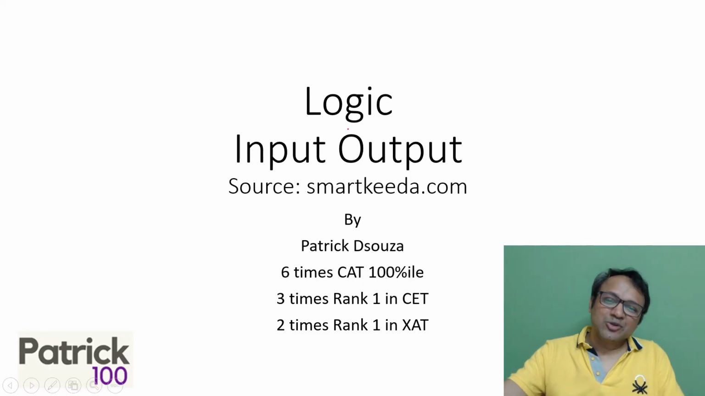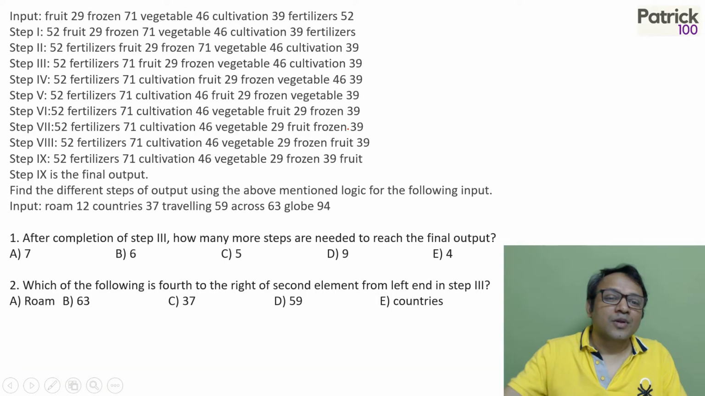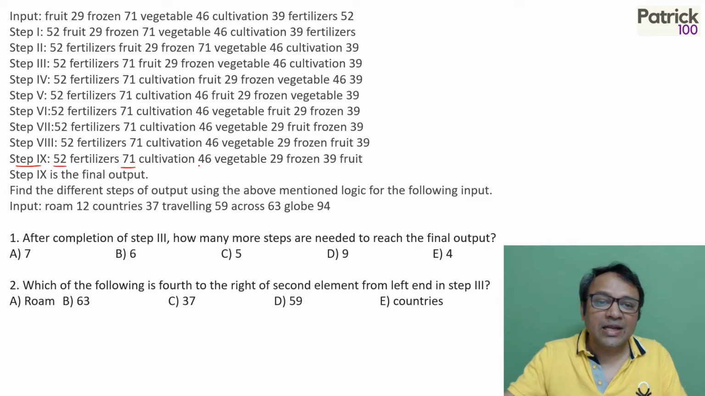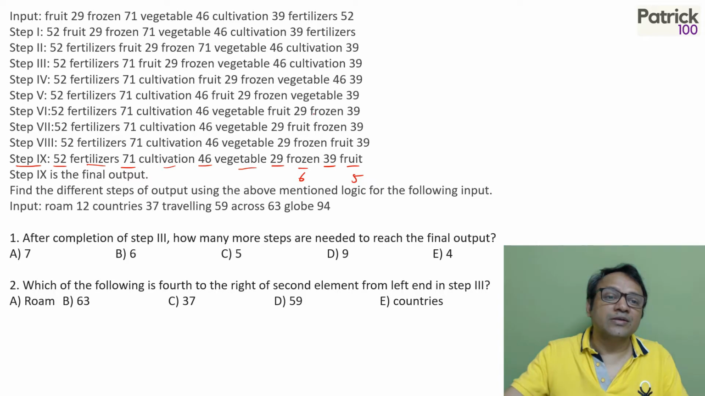Hi, so we're looking at sums on input output. Let's look at first how these things are arranged. If you look at numbers, look at the last step. Numbers are arranged in ascending order of the sum of digits: 7, 8, 10, 11, 12. Words are arranged in descending order of number of letters. So there are 5 letters out here, 6 letters out here, and so on. So descending on number of letters.